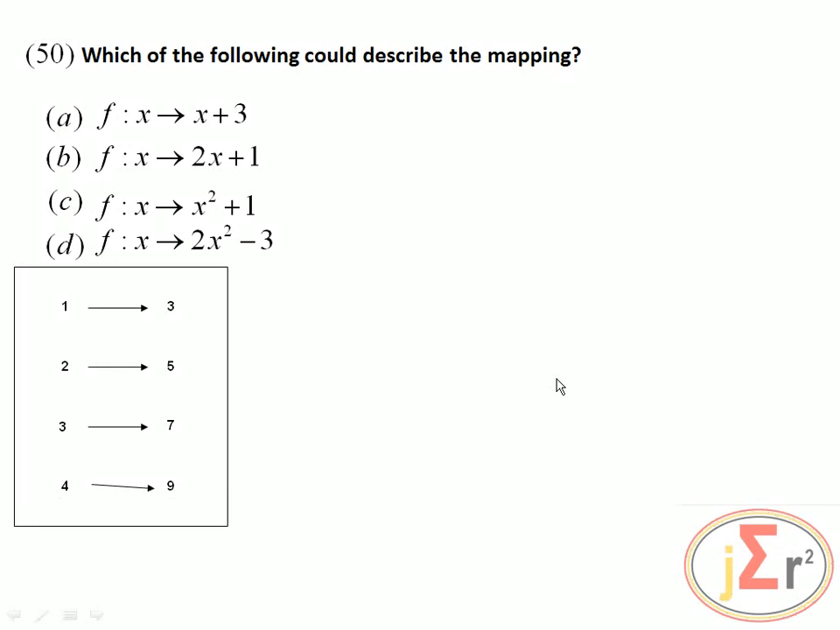Which of the following could describe the mapping f such that x goes to x plus 3? That's the first one. And then we have f such that x maps to 2x plus 1. But we are talking about this mapping: 1 is mapped to 3, 2 is mapped to 5, and so on and so forth.